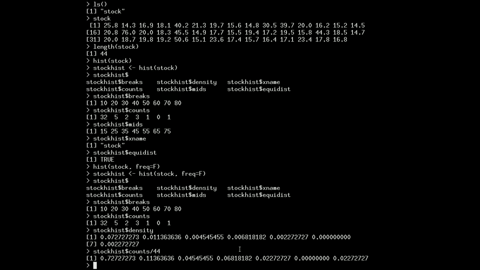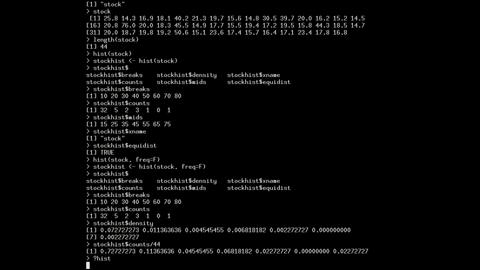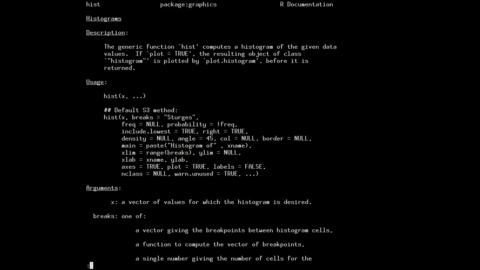So hopefully this has given you a little bit of an introduction to using R and developing some histograms. If you want more information or you want to look at the help page, then in R you can just type ?hist, and that will give you the help page to give you more details about some of the variables that you can change for the histograms to customize them however that you like.